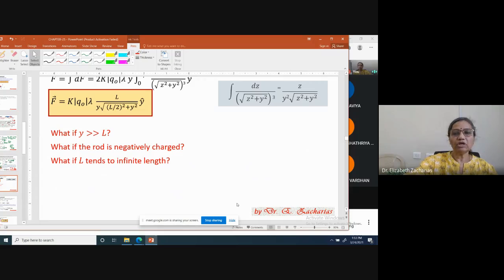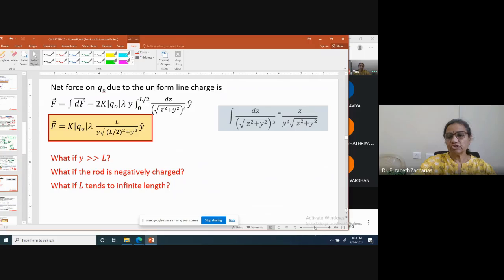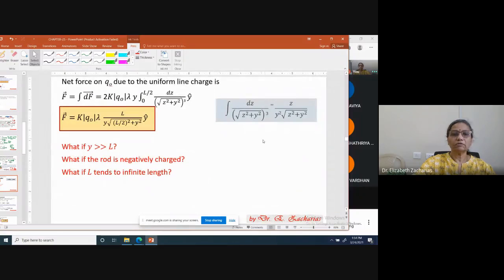Next, I want the total force. What should I do if I want the total force? Integrate. I have to do an integration. So F is going to be equal to the integral of dF. I'm putting a y cap here as the direction, because I know that the direction of the resultant of the two dF's was along the y direction. So if I take all such mirror elements from the top and bottom and keep adding, all such vectors will be along the y direction. So all I need to do is an integration.